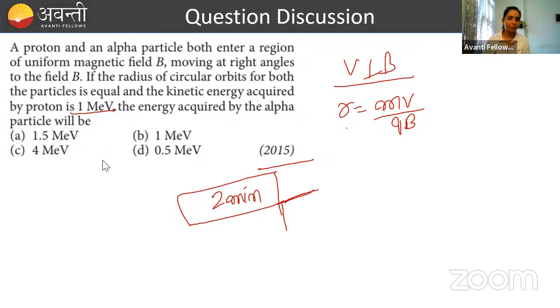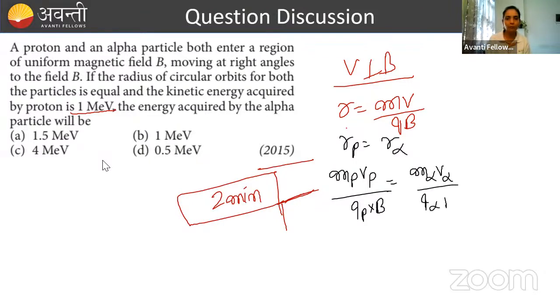Now if the radius is equal, how will you write it? Radius of proton is equal to radius of alpha particle. Radius of proton will be mass of proton, velocity of proton divided by charge of proton into magnetic field, which will remain the same for both, equals m alpha V alpha by q alpha B. Cancel B. Now look carefully, mass of proton and mass of alpha particle are related as what? Mass of alpha particle is 4 times mass of proton. And also charge of alpha particle is 2 times charge of proton.